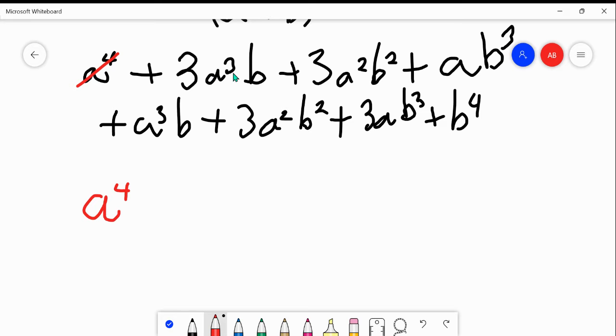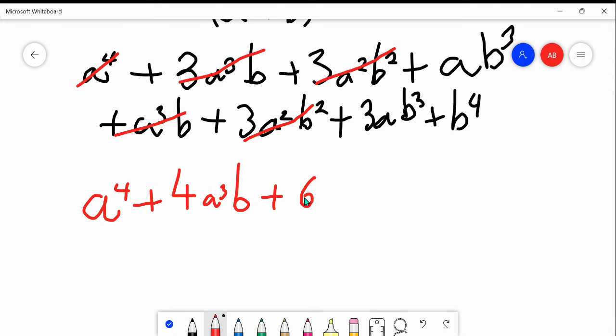You've got 3a cube b. Do you see another a cube b? Yep, we see one here. So we'll cut out both of these. And since that's 3 and that's 1, that becomes 4a cube b. Plus, we see a 3a square b square. There's another one. So we'll cut both of them. And together 3 plus 3 is 6. So 6a square b square.